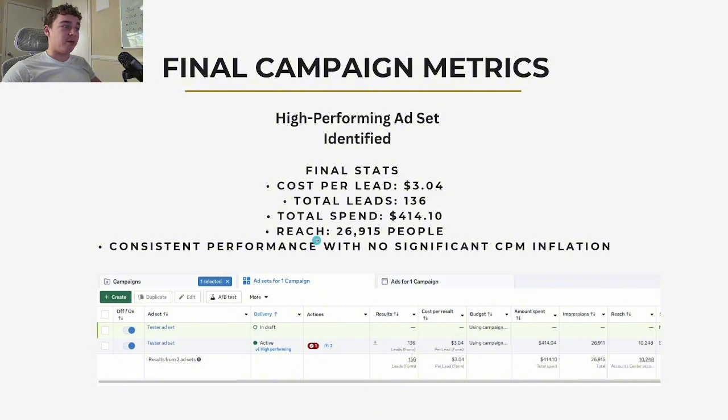And the reach of the people was 26,915. And the consistent performance was notable. The CPM didn't rise, it didn't lower, it stayed very consistent because we only scaled the winners.